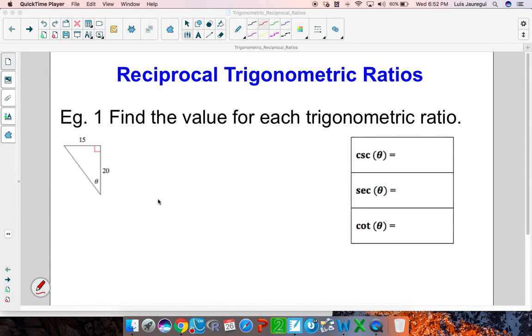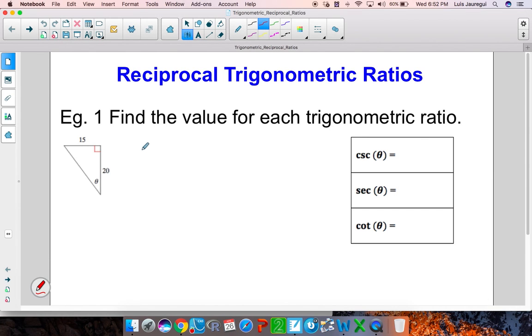Let's go ahead and take a look at example 1. Find the value for each trigonometric ratio. Before actually doing so, let me go ahead and refresh your memory in terms of what these reciprocal trigonometric ratios are. Okay, we have cosecant, so let me go ahead and write those for you.